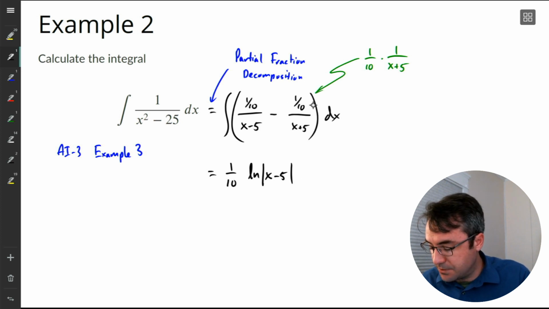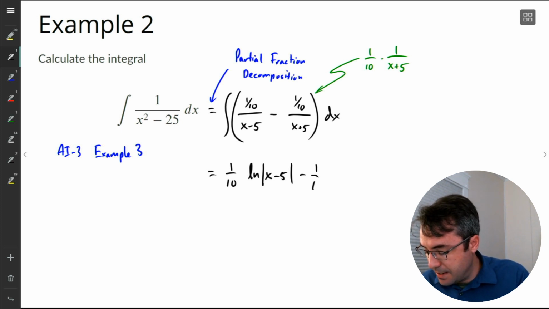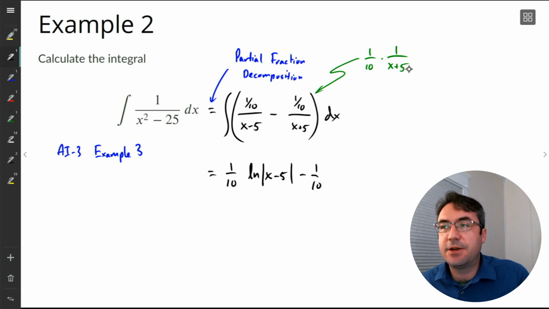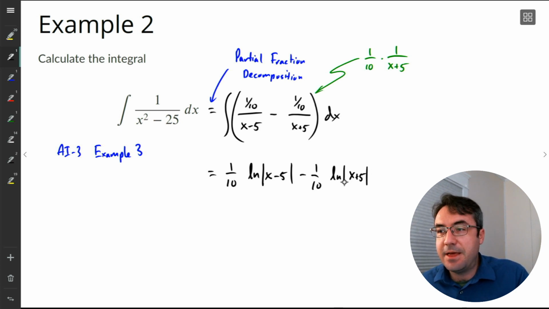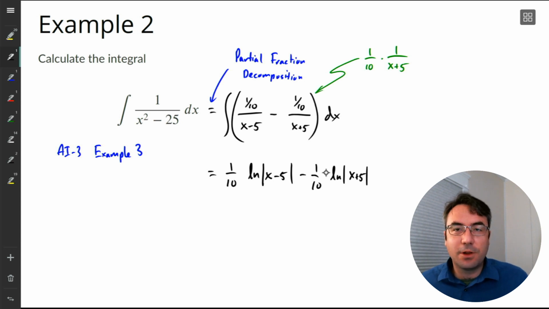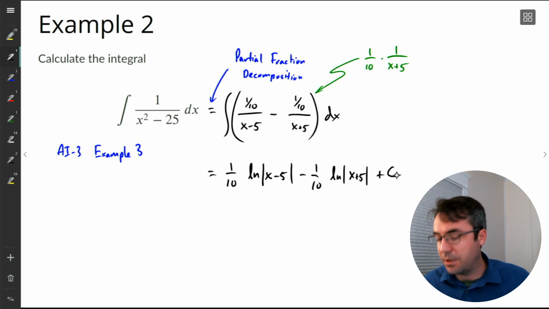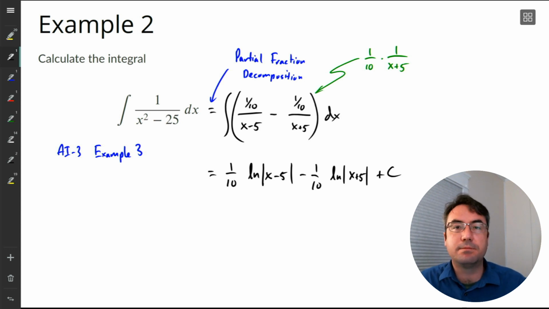Same thing for the last one here. We have a minus 1 over 10. And then what's the antiderivative of that 1 over x plus 5? Well, it's just the natural log of absolute value x plus 5. And then normally we would take the constant in front of the x, flip it, put it in front. But again, it's just a 1 there. So when we do the reciprocal of 1, we get 1. So we don't write it. And then plus c. And there we go.